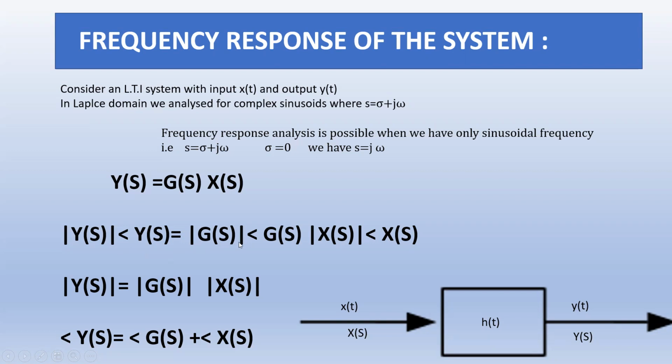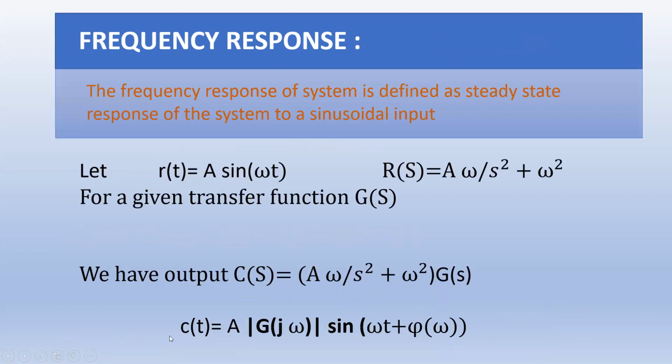If we equate the magnitudes, the magnitude of the output signal will be the magnitude of the input signal multiplied with the magnitude of the transfer function. However, the phase will get added with the phase of the transfer function. So this is how, in a linear time invariant system, the phase will be added and the magnitude will be multiplied.